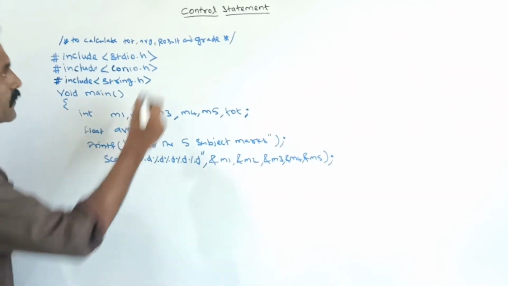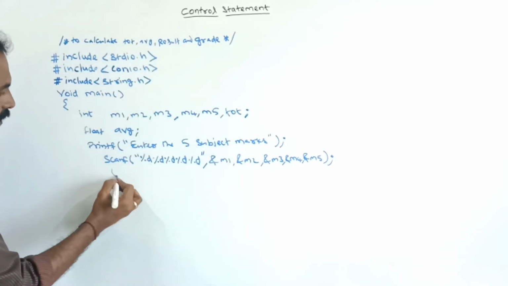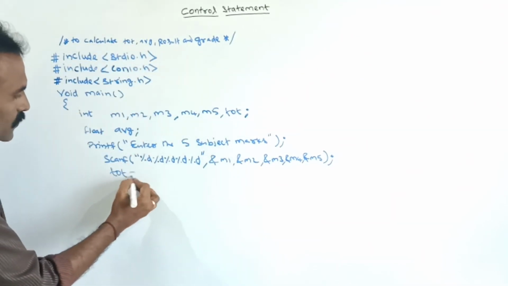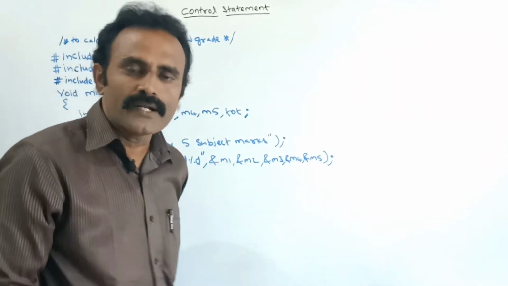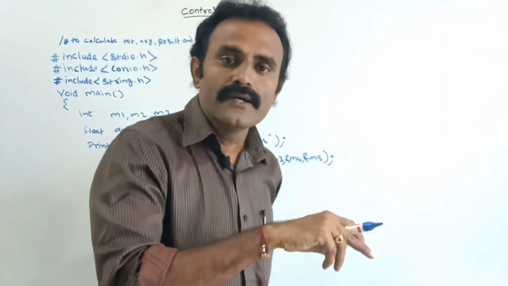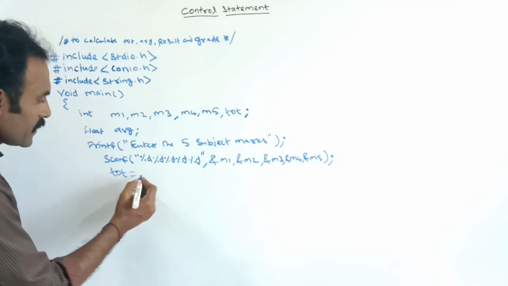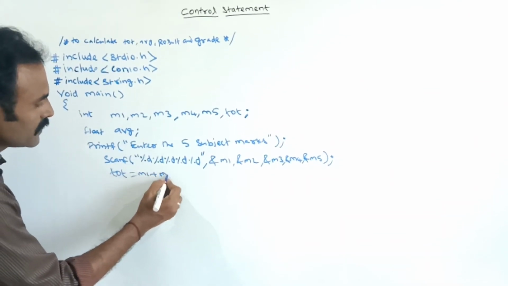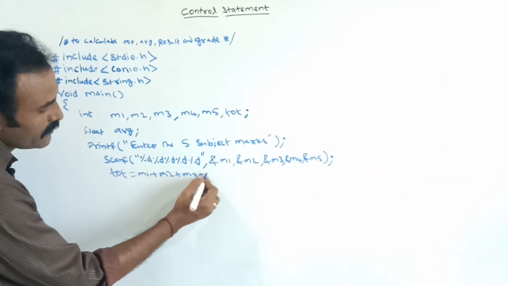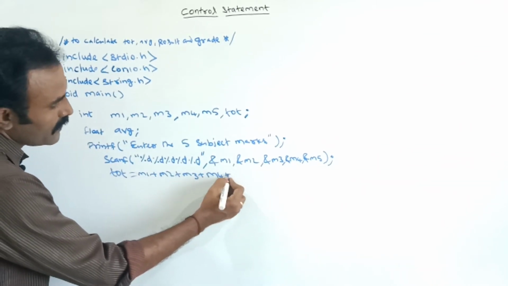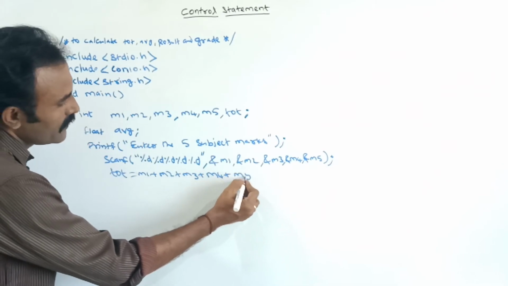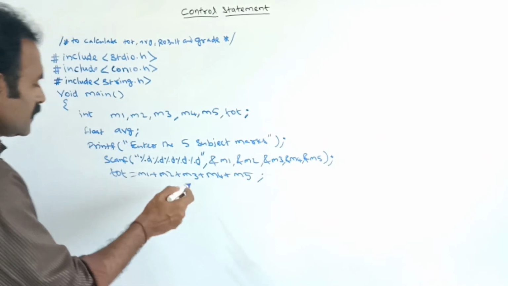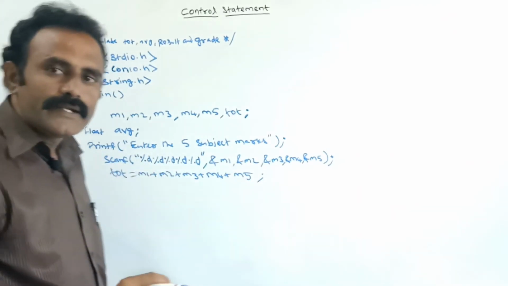Next, here I need to find the total mark. For the total mark I have declared the variable as TOT. So I am going to add every subject mark and store it in the TOT variable. So TOT is equal to, totally how many subjects here? M1 plus M2 plus mark 3 plus mark 4 and at last the subject 5, that is mark 5. Here I am adding the 5 subject marks and storing it in the variable TOT.